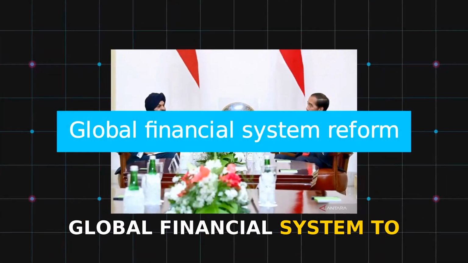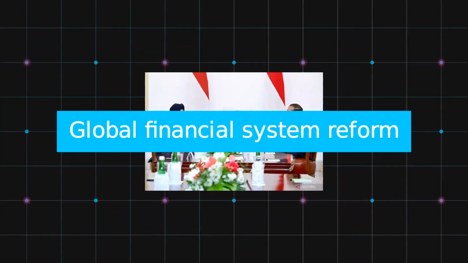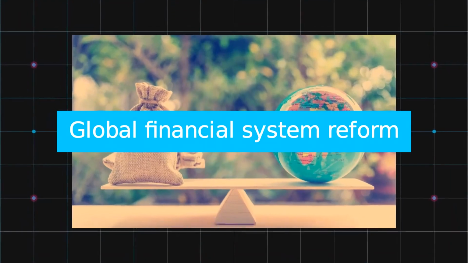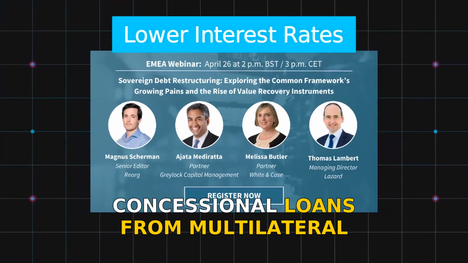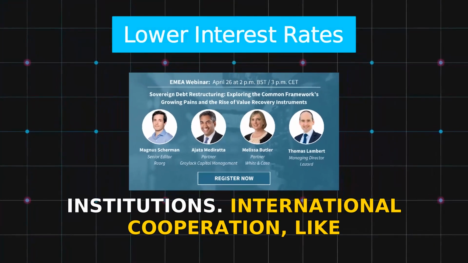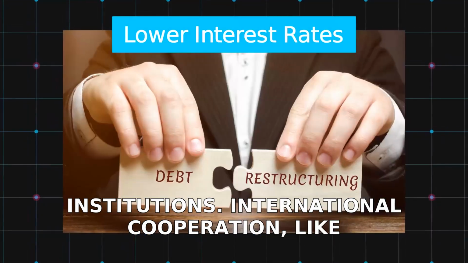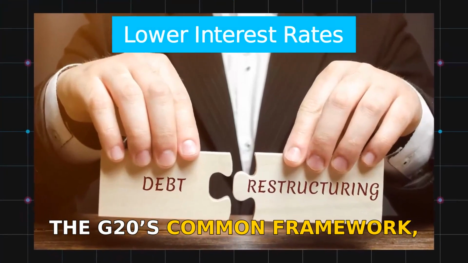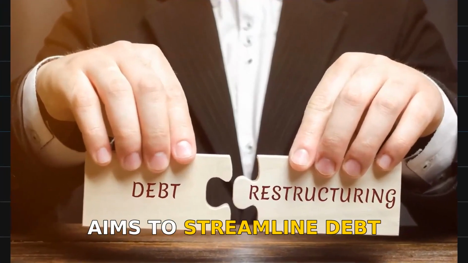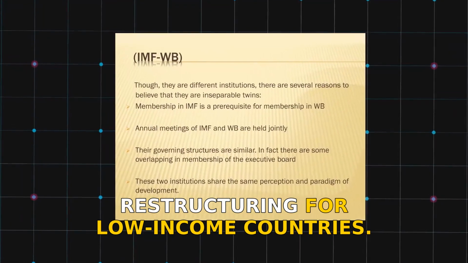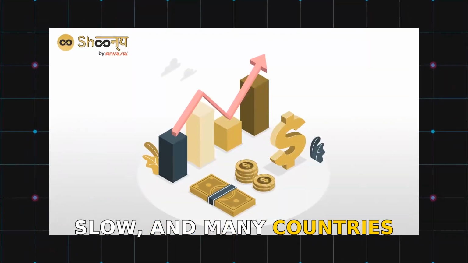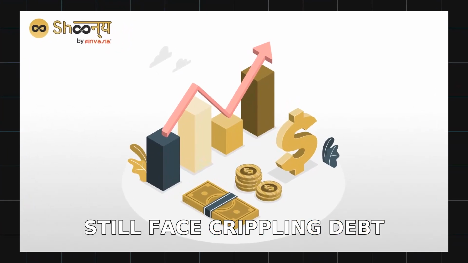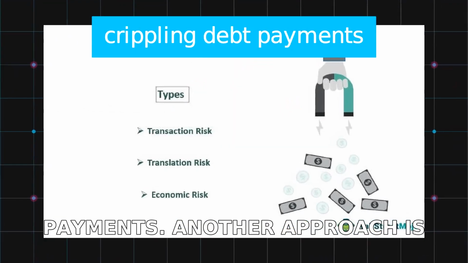Finally, reforming the global financial system to offer fairer terms for developing countries could reduce debt burdens. This might include lower interest rates or more concessional loans from multilateral institutions. International cooperation, like the G20's Common Framework, aims to streamline debt restructuring for low-income countries. However, progress has been slow, and many countries still face crippling debt payments.